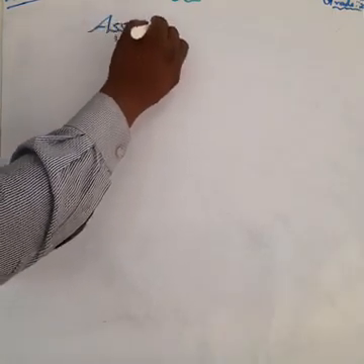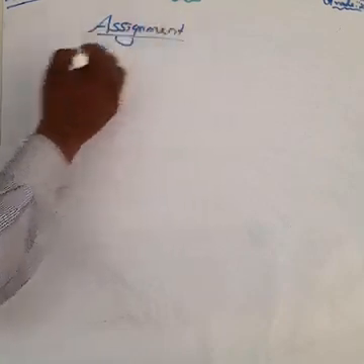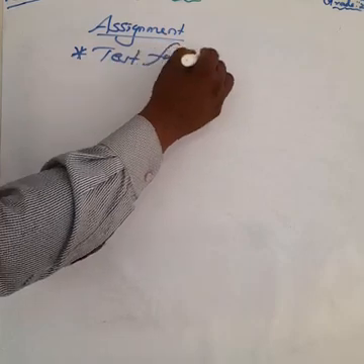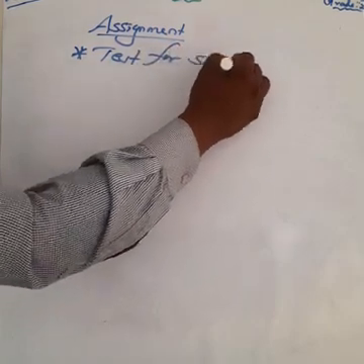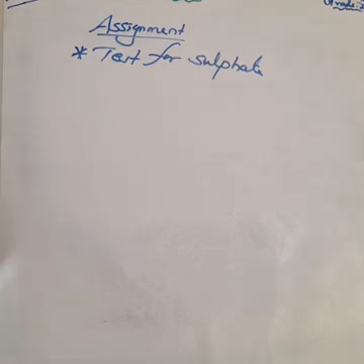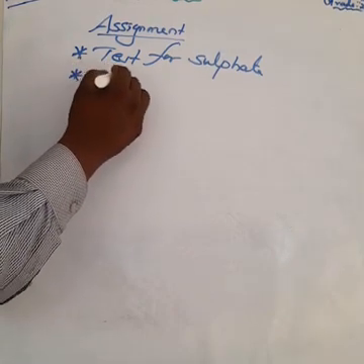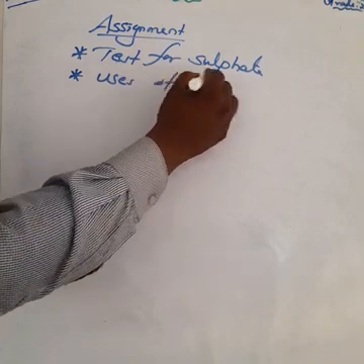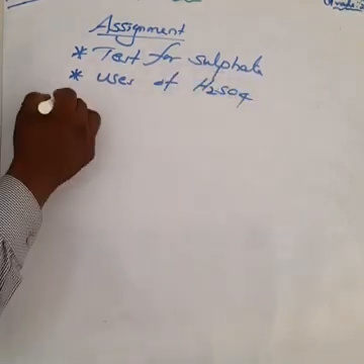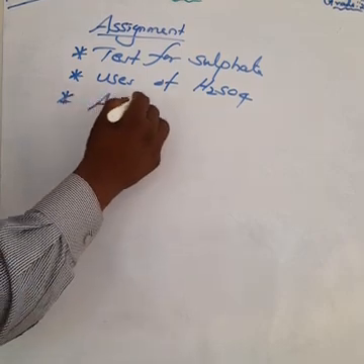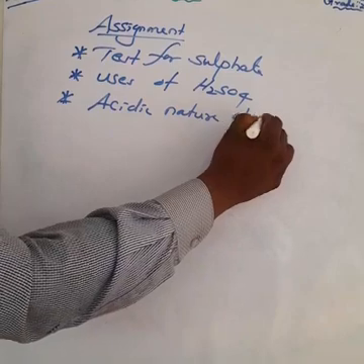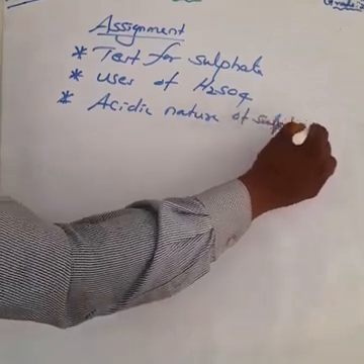about our assignment: test for sulfate. That is the first assignment, test for sulfate, uses of sulfuric acid, next, acidic nature of sulfuric acid. That is, sulfuric acid reacts with sodium hydroxide and ammonia. Acidic nature of sulfuric acid.